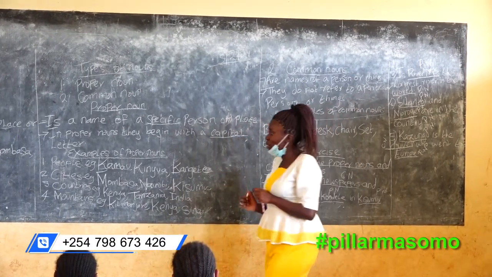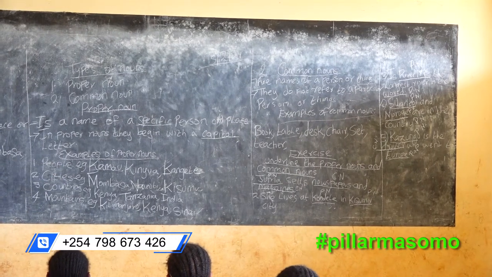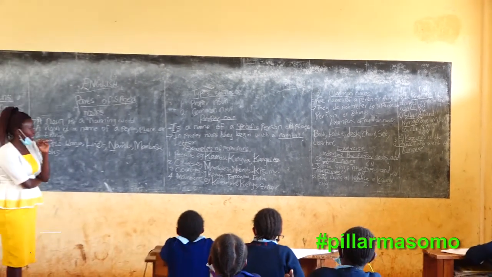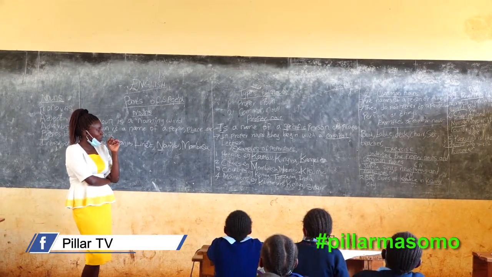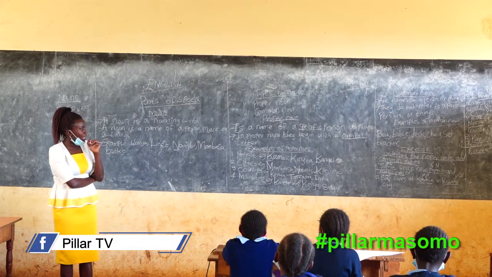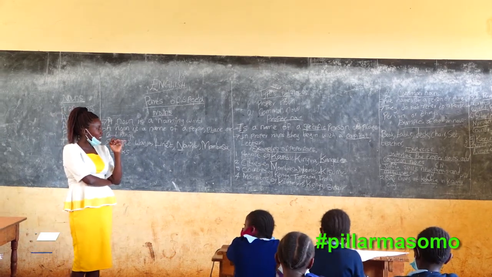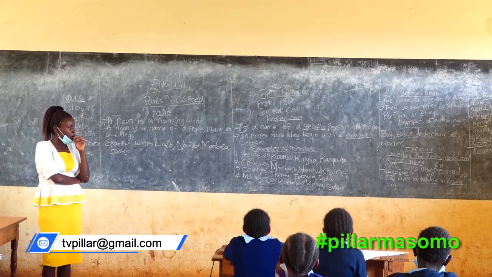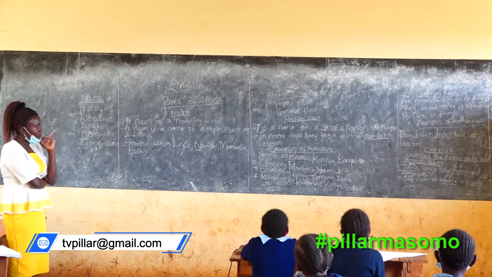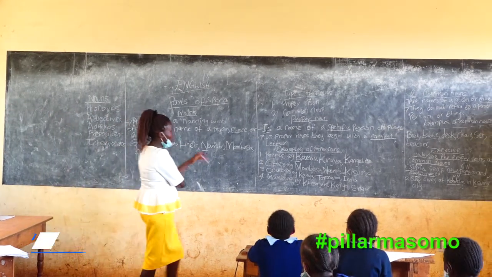So examples of proper nouns are classified into different categories, whereby we start with the first category of people. Examples of people: Kamau, Kenya, Kangebe. The second category is cities: Mombasa, Nairobi, and Kisumu. Those are cities in Kenya. In countries, examples are Kenya, Tanzania, India. And mountains: Kilimanjaro, Kenya, and Sinai. So those are examples of proper nouns.